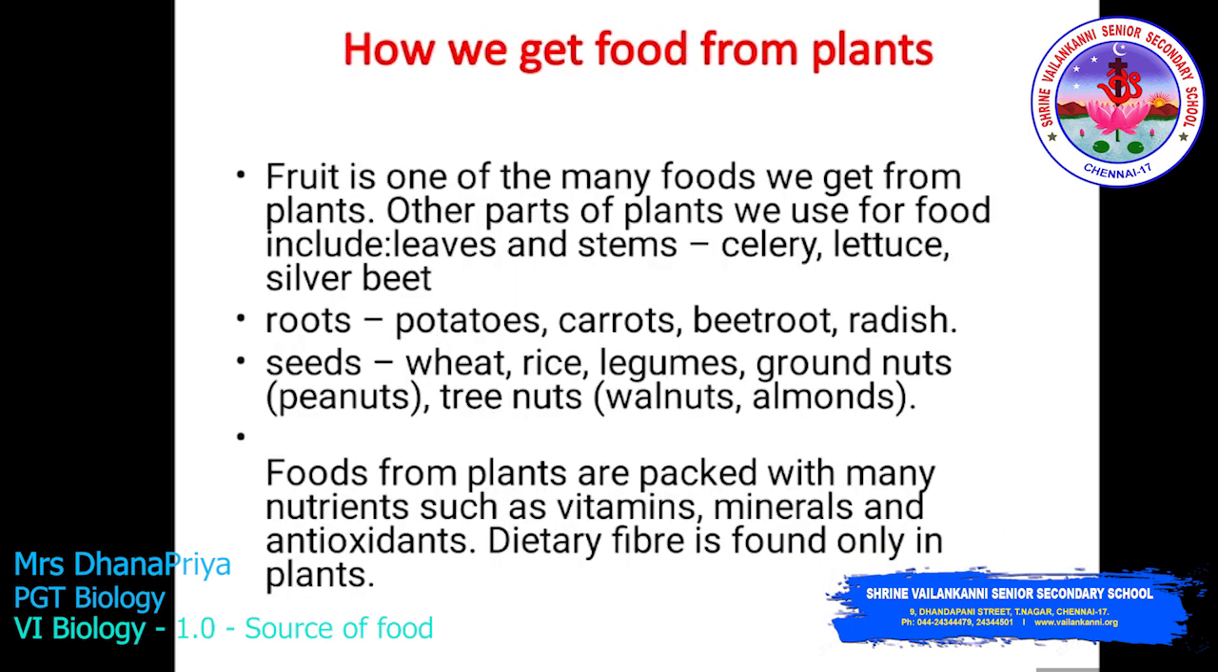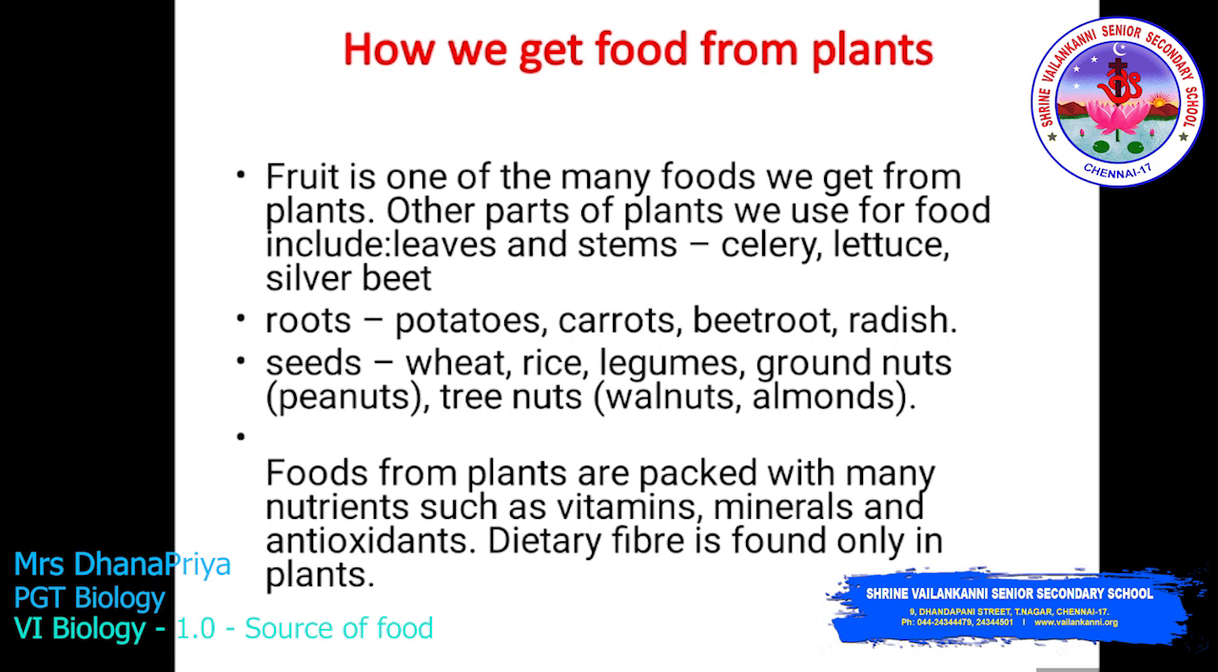How can we get food from plants? Fruit is one of the many foods we get from plants. Other parts of plants we use for food include leaves and stem: celery, lettuce, silver beet. The best example for the leaf is cabbage. Roots: potato, carrot, beetroot, radish. These are the vegetables you get from underground, in the soil.